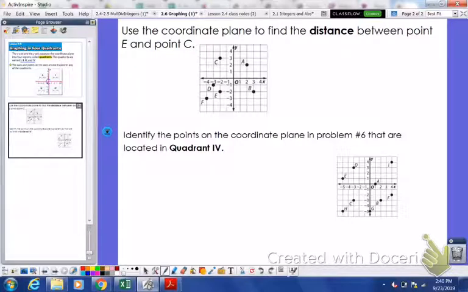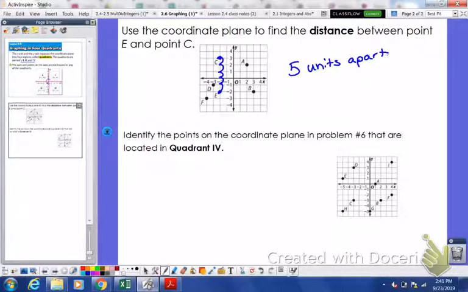Alright, so bottom of your page. Use the coordinate plane to find the distance between point E and point C. So first off, we need to find point E and point C. So right here is C, right here is E. You'll notice that they are in a vertical line. So if they are vertical or horizontal, all you have to do is count. So they are 1, 2, 3, 4, 5. So they are 5 units apart, or the distance is 5 units.